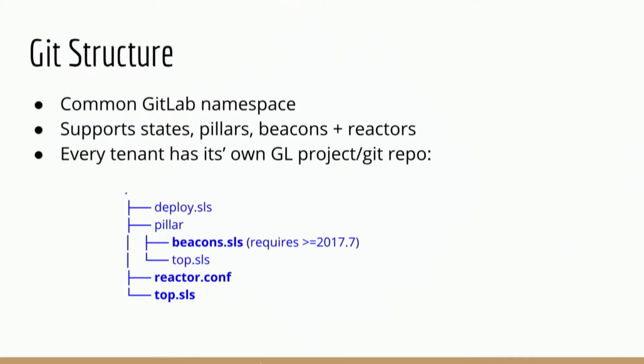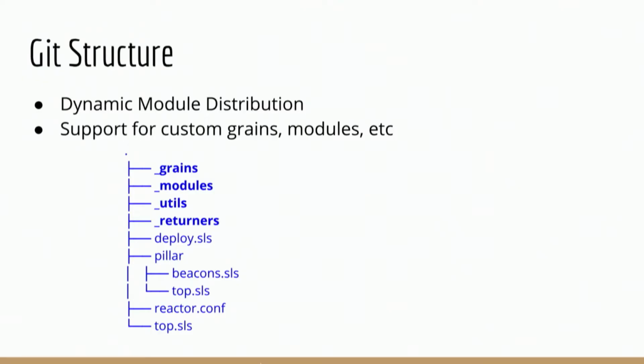We support beacons through pillar data, but that wasn't supported until 2017.7. We also support reactor. We also support dynamic module distribution because inevitably someone comes up and says, I would like a custom grain. And we're not going to install that on our masters. We're just going to let them define it. So we support dynamic module distribution, and that enables custom grains, modules, and so forth.